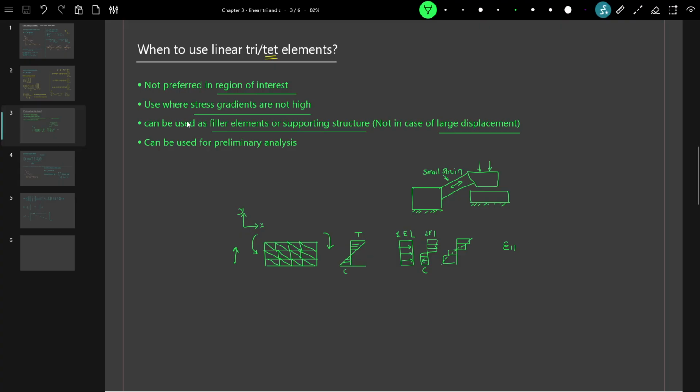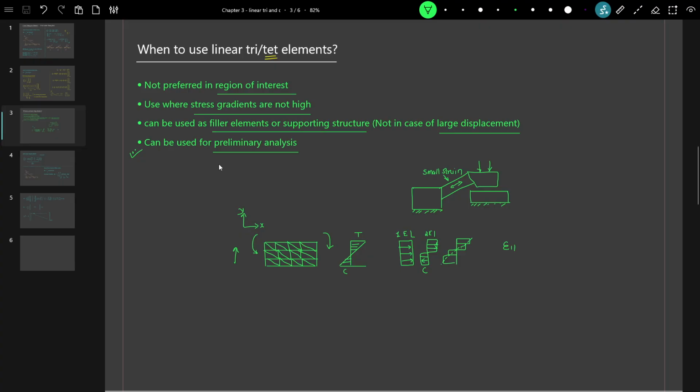And these are some guidelines. As we said, you can use it in small strain problems, but not in case of large displacement. A very good approach or strategy in any FE analysis we can follow is to use linear tri elements or tet elements for preliminary analysis. Once we get the CAD model, we do not have an idea of how the structure is going to behave. So for a quick idea, we can run the analysis with the first order tri or tet element.